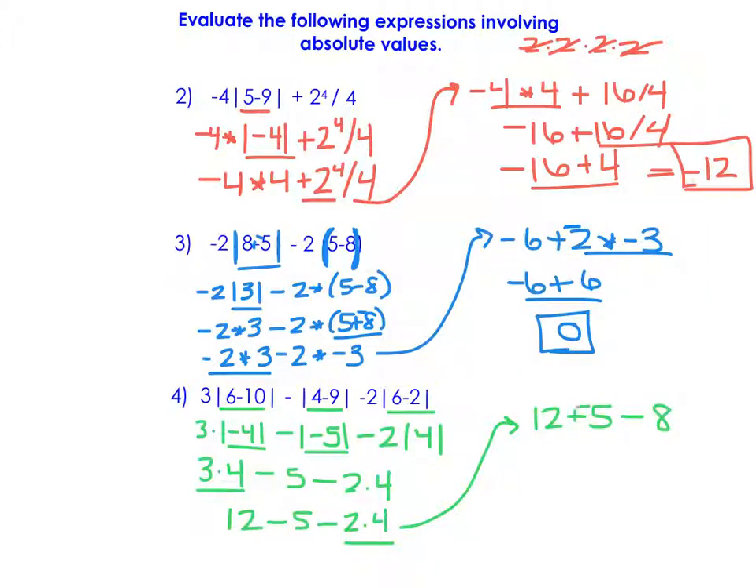Then here I'm going to use keep, change, change a couple times. 12 plus a negative 5 is 7. 7 plus a negative 8 is negative 1.